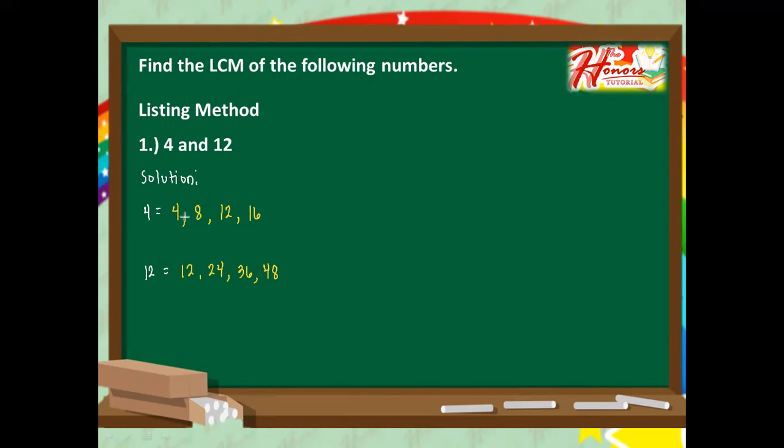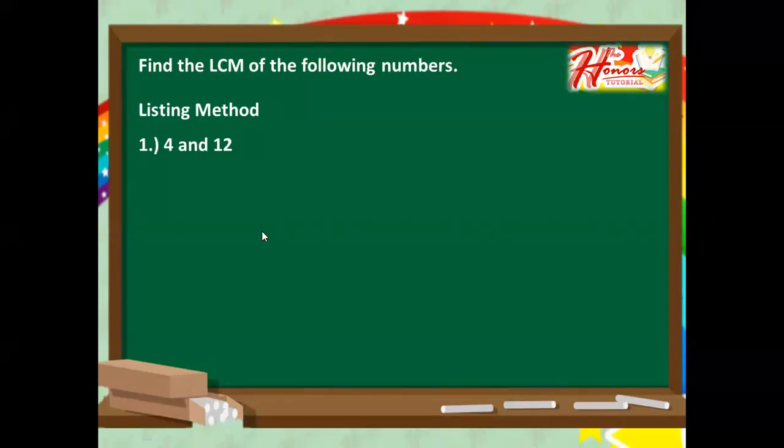So we have here 4, no, because 12 doesn't have 4. 8, no, again, because 8 is not in 12. But we have here 12. It is in 4 and it is also in 12. So therefore, the answer for the LCM here is equal to 12. So that's how you do the listing method.